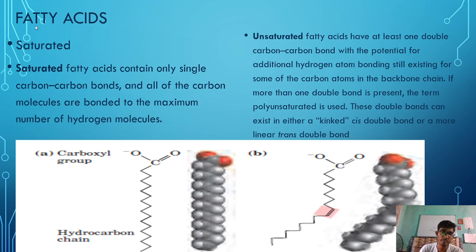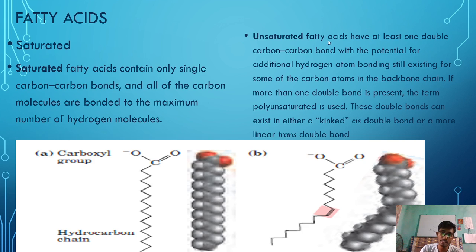Fatty acids are further divided into two parts: saturated fatty acids and unsaturated fatty acids. Saturated fatty acids contain only single carbon-carbon bonds, and all of the carbon atoms are bonded to the maximum number of hydrogen atoms. We can see this in this picture.